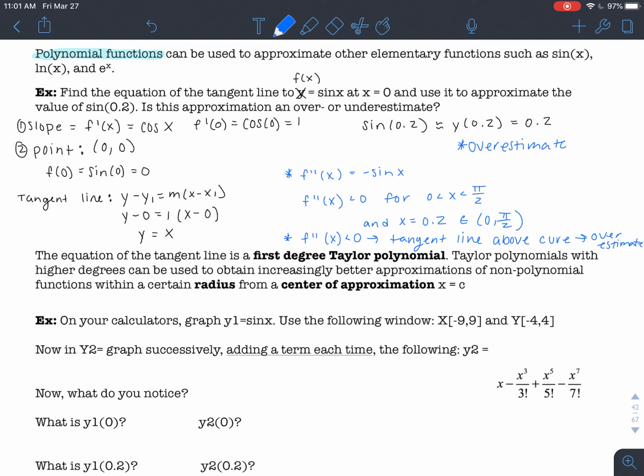Right, so this is an overestimate. Okay, so when we've been finding tangent lines and using them to approximate values this whole year, we've actually been finding what's called a first-degree Taylor polynomial.